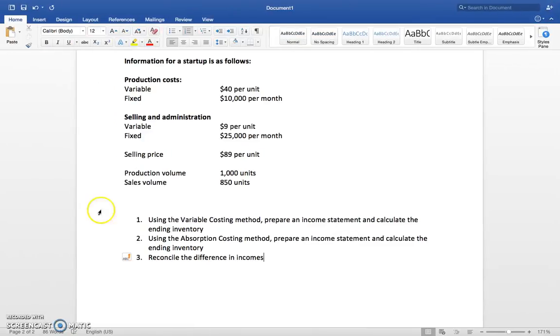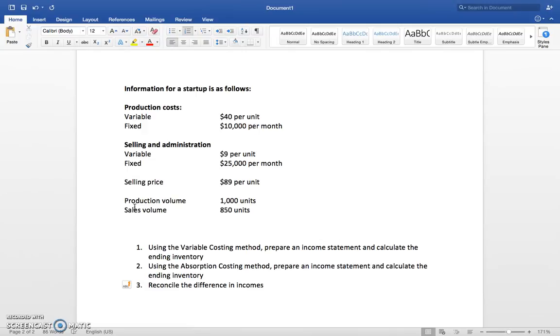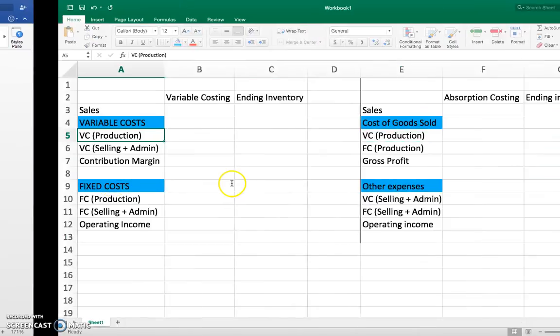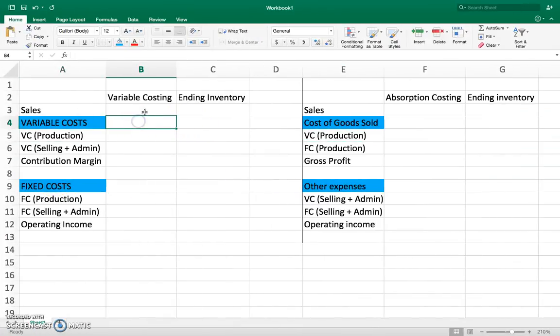All right. So let's get started right away with this question, which says, using the variable costing method. As I said, for the first part, we're going to be using the sales volume, which is over here. So I'm going to multiply 850 by my selling price, which is 89, to get my sales. So equals 850 times 89. That gives me 75,650.